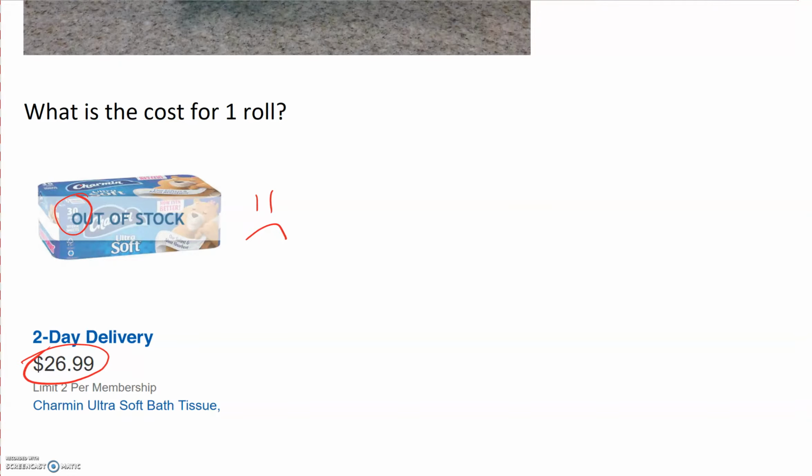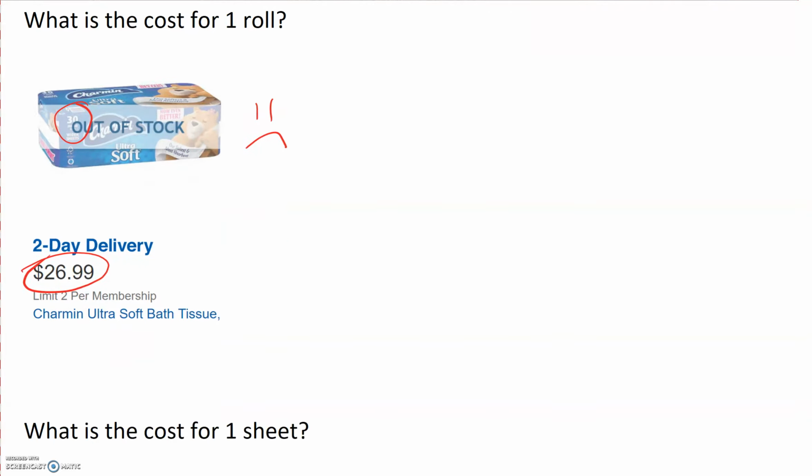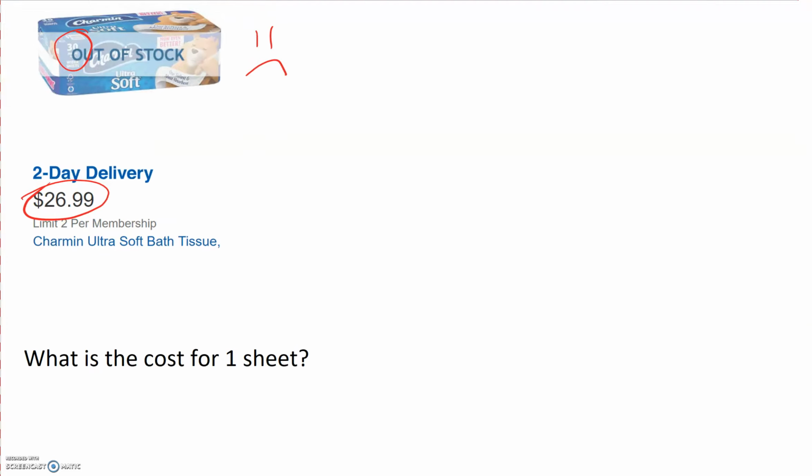So costs for one roll, and then what is the cost for one sheet? I'm kind of curious about that. Like, what would that cost be if we were just to buy one sheet from those 30 rolls with 221 sheets on them? That could be pretty intense, right?